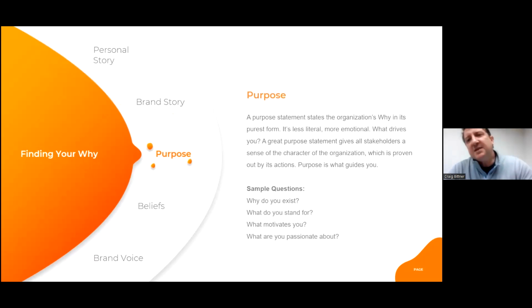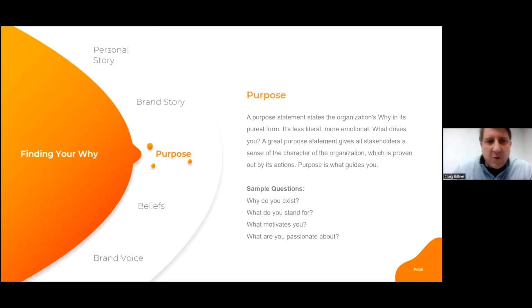Next is your purpose. A purpose statement states the organization's why in its purest form. After these 5 points, I'm going to look at a few other organizations and their purpose statements. You know what we mean by that. But in this one, it's less literal, it's more emotional. What drives you? A great purpose statement gives all stakeholders a sense of the character of the organization, which is proven out by its actions. Purpose is what guides you.